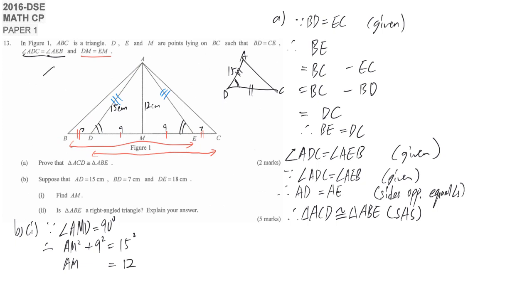After that, they ask you, is triangle ABE a right angle triangle? We are talking about triangle ABE, so you had better draw an isolated diagram and write down as much as you can about this triangle. AE is equal to AD, so it's also 15. BE, we just add these three sections together: 18 plus 7, we get 25. If we can find out this one, then we can use the converse of Pythagoras theorem to see whether this is a right angle triangle.